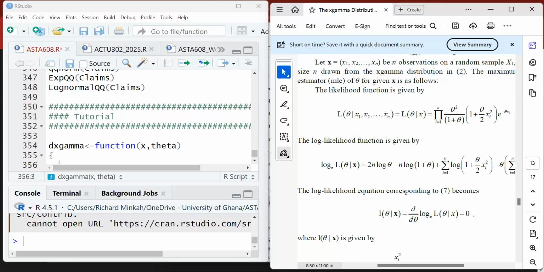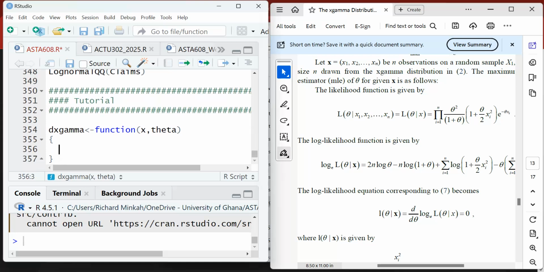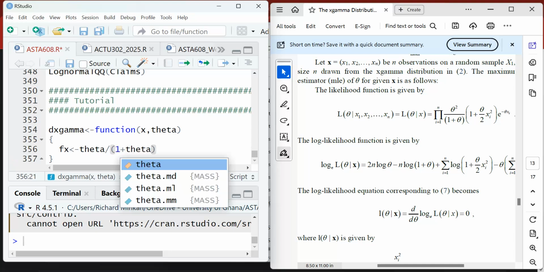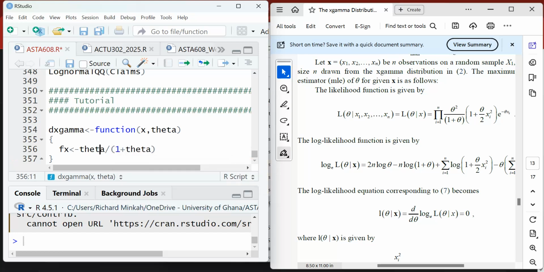Okay, so what it means is that we need theta squared, right? And then we divide by what? 1 plus theta. Okay, so let's do that. So let's say f of x will be equal to, okay, so this theta divided by 1 plus what? Theta. Okay. Theta squared. Then, because I'm going to multiply this by another, I can put all of them in a bracket.